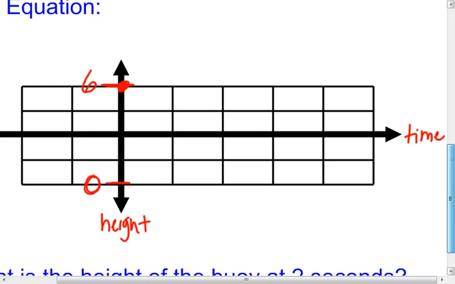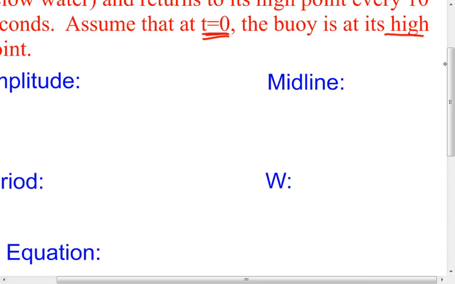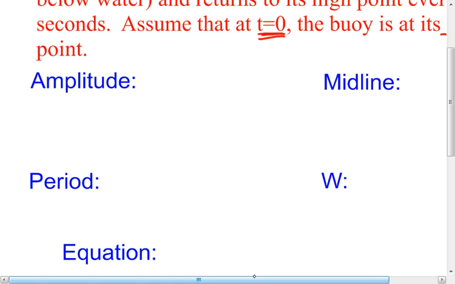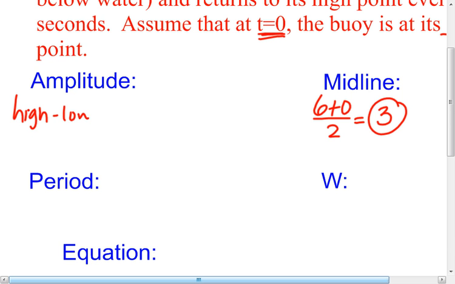So if I go back up here and I figure out my midline, it is my high point plus my low point divided by 2, and that will give me 3. Your amplitude is your high point minus your low point divided by 2. So in this case, 6 minus 0 divided by 2 is also 3. And that's not always the case. It doesn't always work, but in this case it did.